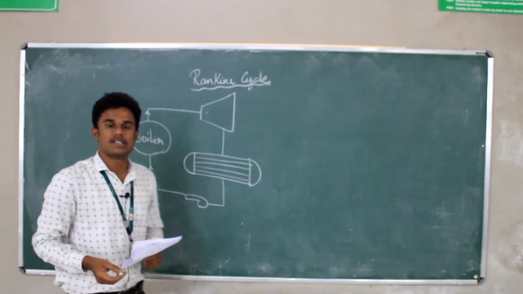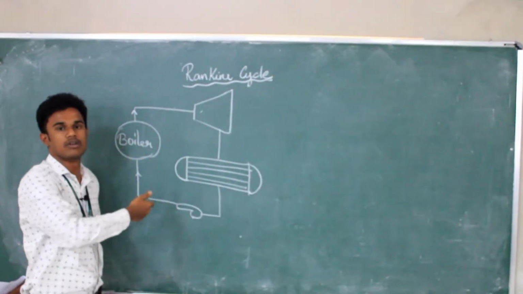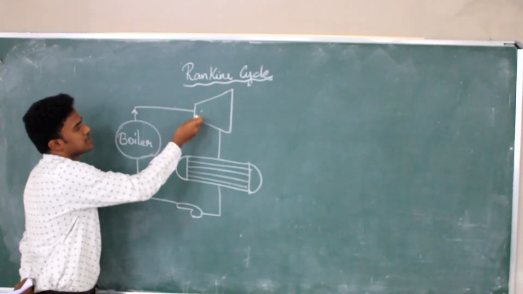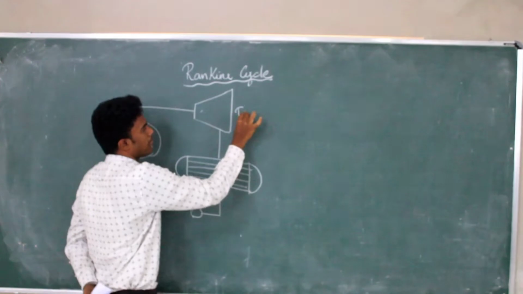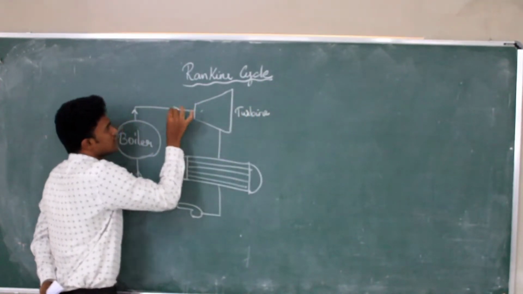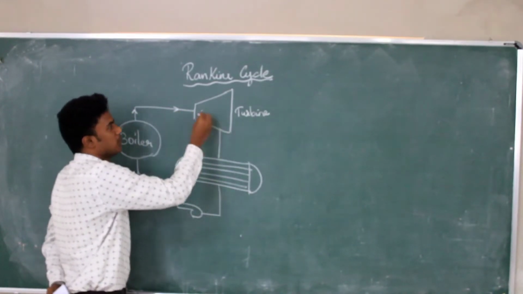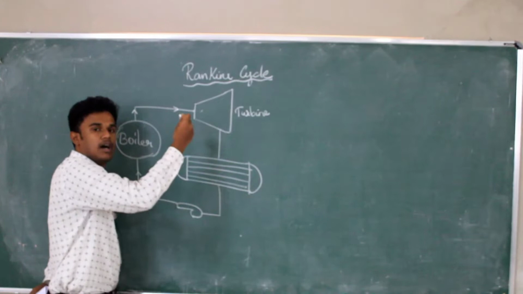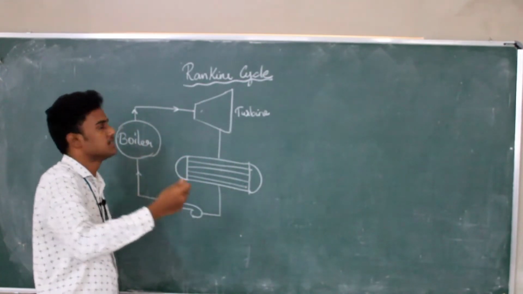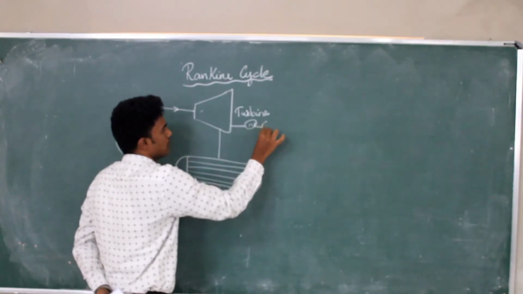The primary component is the boiler, from where the fluid is converted into vapor. From the boiler, the vapor reaches the turbine. The flow direction is clockwise. After reaching the turbine, the steam impinges on the turbine blades, where the power is generated. It goes to the generator, which is the power generator.